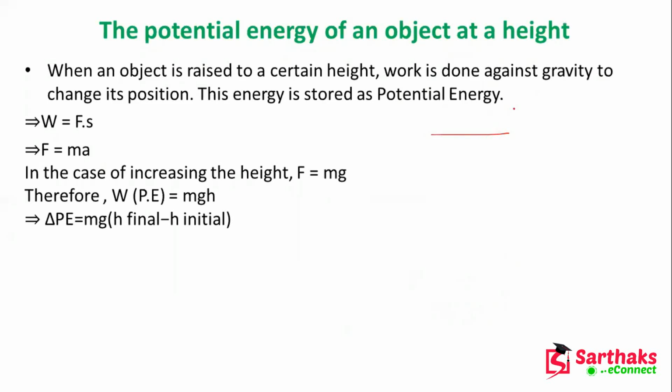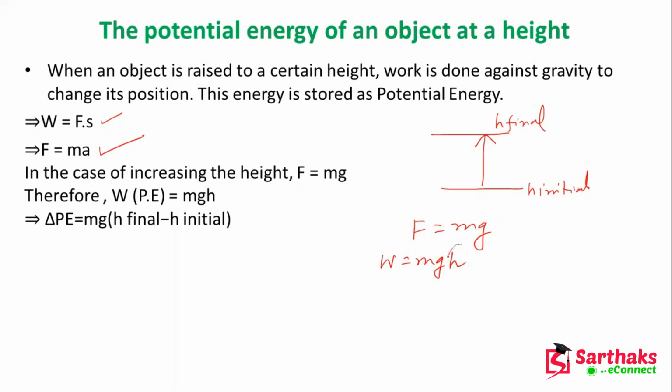So here, this is the h final, this is the h initial. It can move from here to here, or it can move from this position to this position, right? And we know that the work done is the force into displacement, and also force is the mass into acceleration. Now, whenever the height is increasing, then the force is mg. So the work done due to potential energy is mg into h, because h is the displacement now.